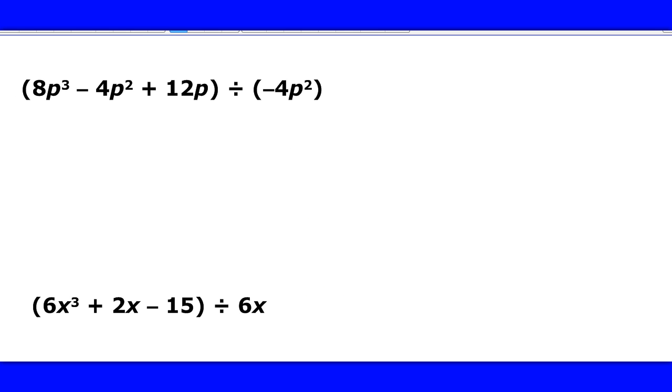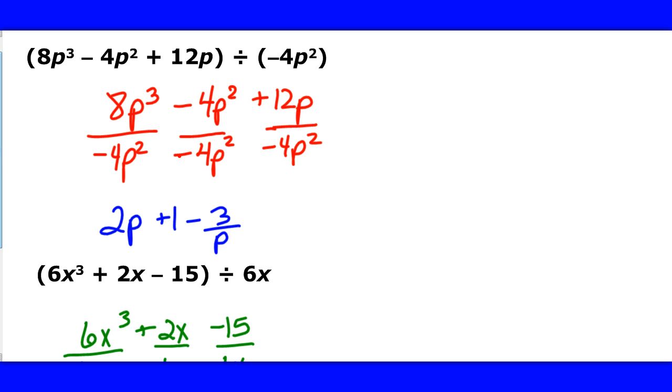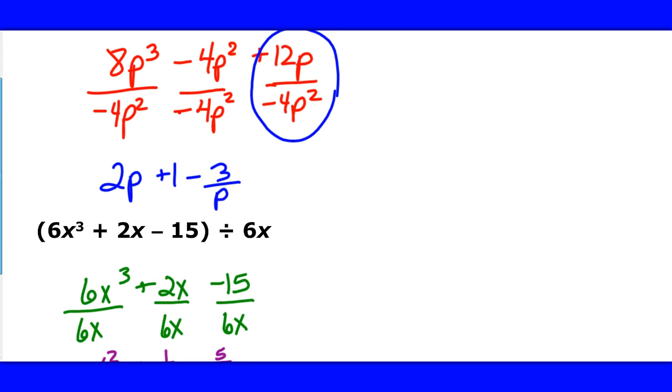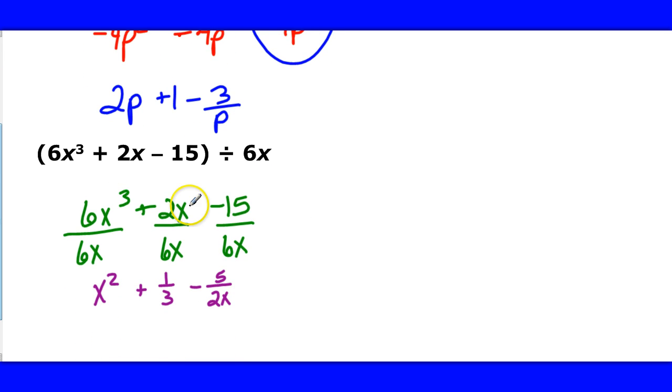Remember doing that? So pause the video and go ahead and do these two really quickly, please. You'll notice that I rewrote it and I gave each term in the polynomial a monomial divisor or denominator. And then I just simply reduced. On this particular one right here, 12 divided by negative 4 is 3, but then a p on the top and p squared on the bottom is going to leave you a p on the bottom. So it is okay to have a rational term in there. For the second one, I did the same thing. I gave each one of them a denominator of 6x, reduced each one, and that's what we got.